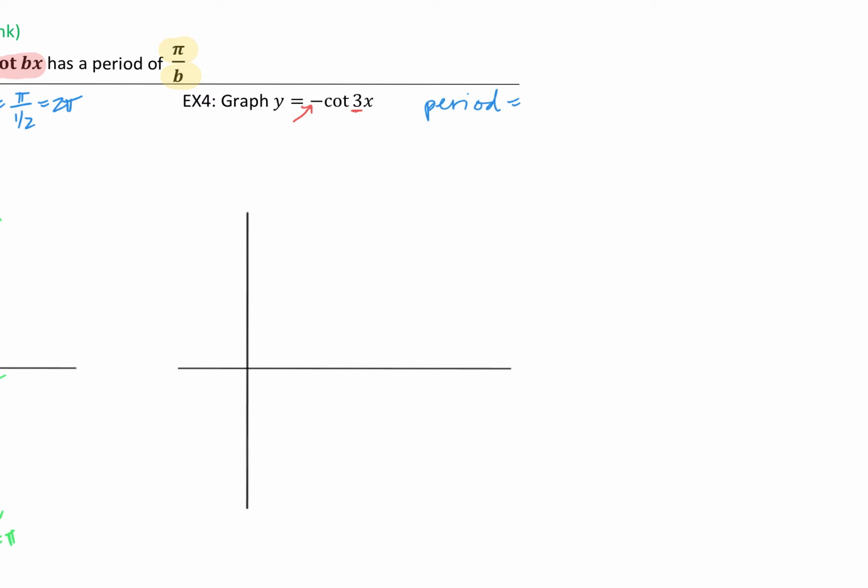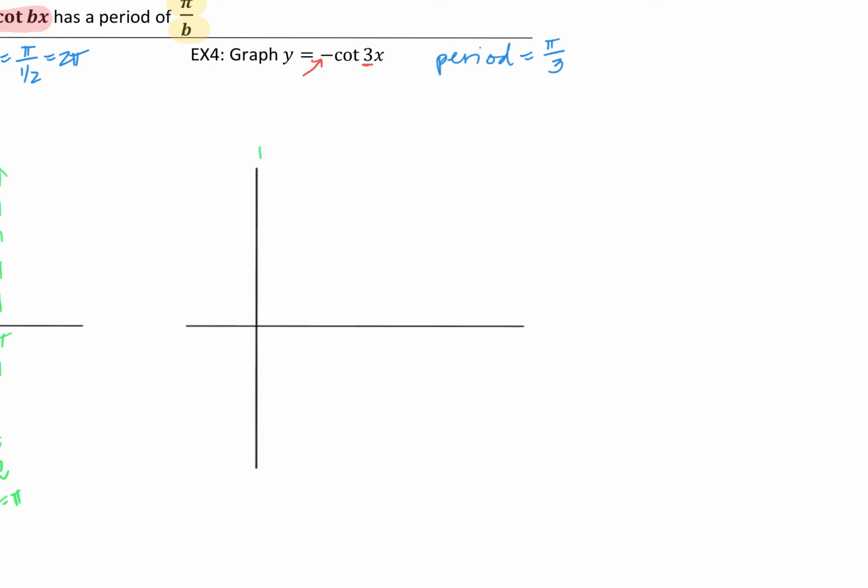The period here is a normal period, pi. We're multiplying it by 3, so I'm going to divide it by 3, and my new period is pi over 3. When we graph cotangent, we graph from 0 to whatever the period is. In this case, it's going to be pi over 3.